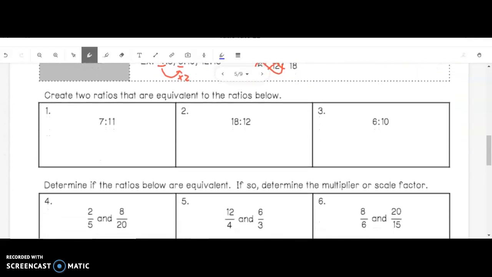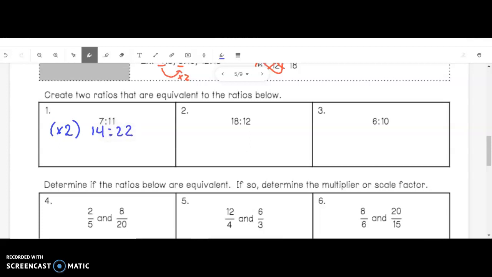Okay, let's do a little practice. Create 2 ratios that are equivalent to the ratios below. So I'm just going to use multiplication. 7 to 11, the ratio, maybe that's 7 boys to 11 girls. It's just a comparison. We are going to create equivalent ratios with multiplication. The easiest way to do this is to just multiply both numbers by the same scale factor. In this case, it'll be times 2. I could choose any number I want. In this case, I'm choosing 2.